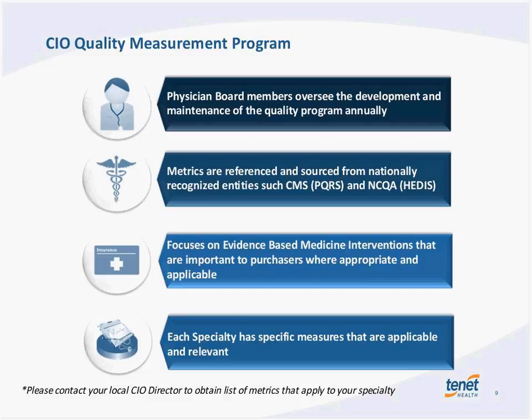CMS references Physician Quality Reporting System measures. Those are frequently abbreviated as PQRS measures. And NCQA references HEDIS, which is Healthcare Effectiveness Data and Information Set. So those are commonly referred to as HEDIS measures. And these measures are focused on recommended evidence-based guidelines and interventions that are important to the purchasers. And as we improve on our quality and also put together those population health management initiatives, these measures will play an important role. Each specialty has certain specialty-specific measures that are applicable and relevant to that specialty.